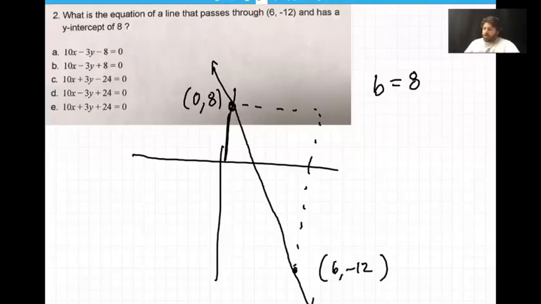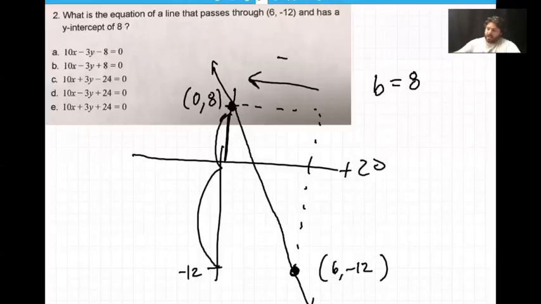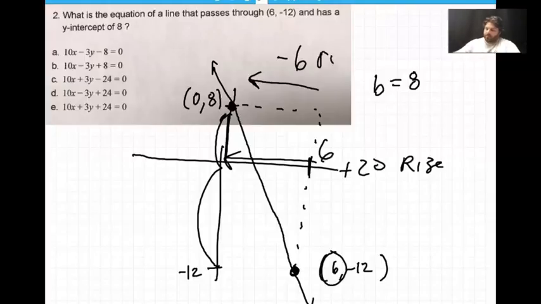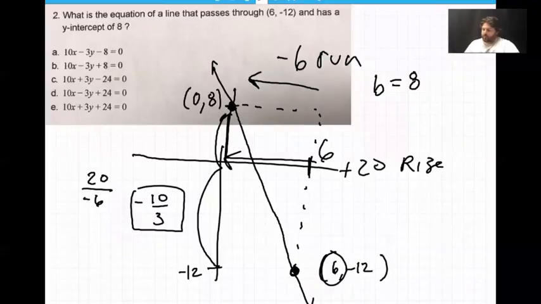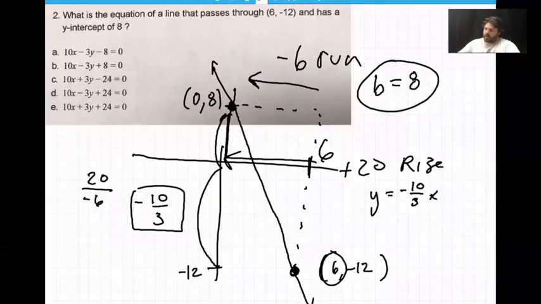Now I've already drawn a picture here, so I can kind of tell I go from -12 all the way up to 8. So that's 12 and 8, that's 20 on rise. And then since my run is left, it's going to be negative. So 20 is the rise, and the run is going to be, well, I start at 6, right? And then I go over to 0. So my run is going to be -6, right? So if I'm talking rise over run, I'm saying 20 over -6. That's -10/3. Okay? And then my y-intercept is 8. So I can write the equation right now. I can say y is equal to -10/3 x plus 8.